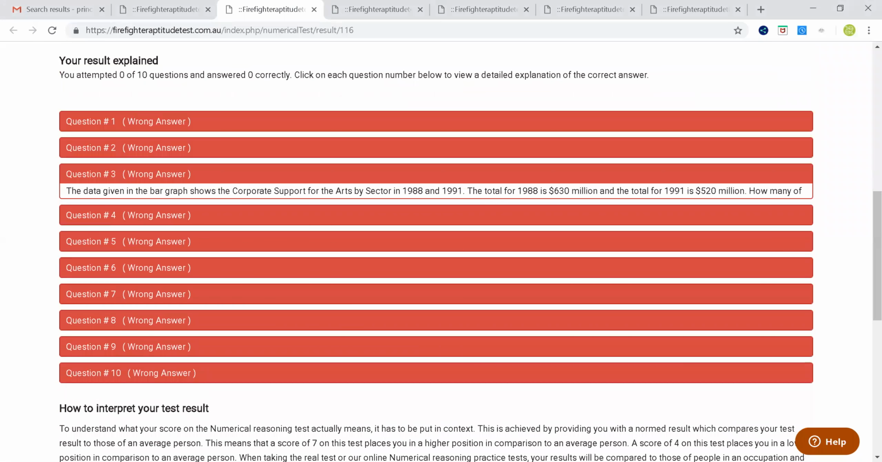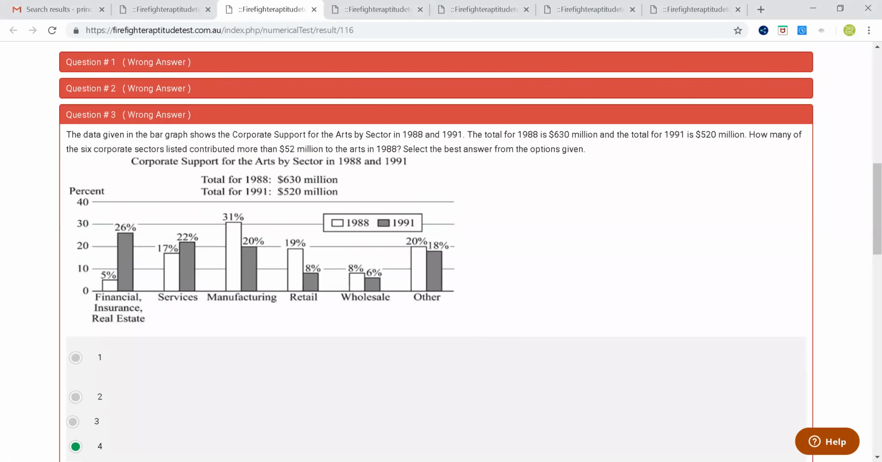Question number 3. Same way, we don't have to read the initial part. How many of the 6 corporate sectors listed contributed more than 52 million to the arts in 1988? Select the best answer from the options given. Now, this is the total that was spent in 1988 by all the collective sectors, right? So first you have to find what percentage 52 million is of this.